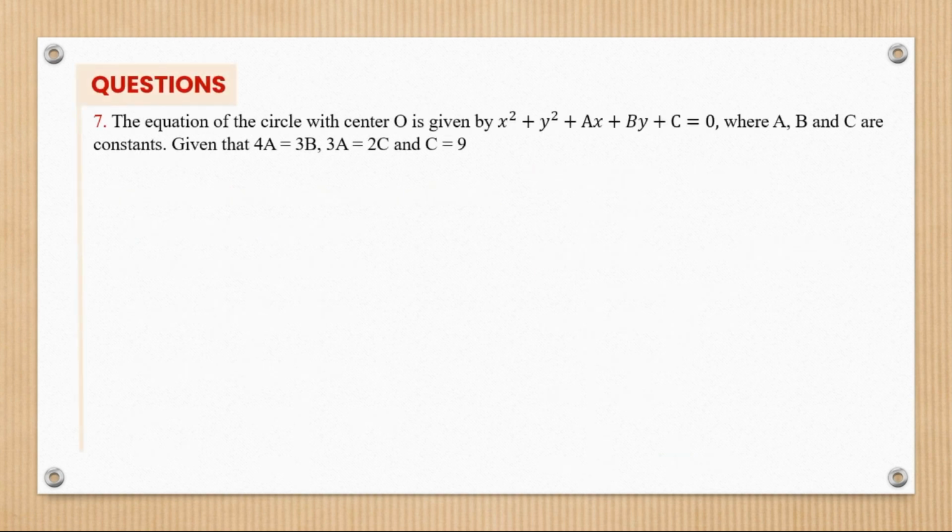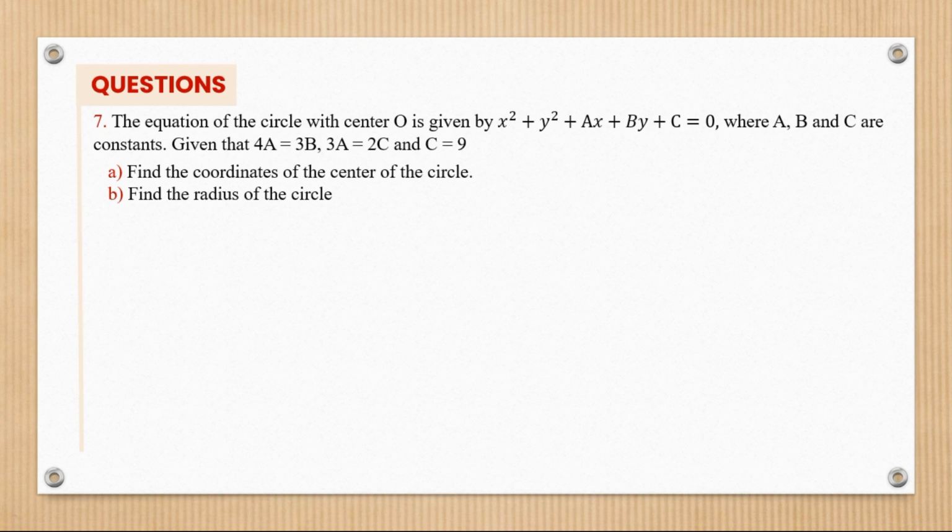Question 7. We are told that the equation of a circle with center O is given by x squared plus y squared plus capital AX plus capital BY plus capital C is equal to 0, where A, B and C are constants. Given that 4A is equal to 3B, 3A is equal to 2C and C is equal to 9, find the coordinates of the center of the circle, and then part B, find the radius of the circle. So this is an easy one.